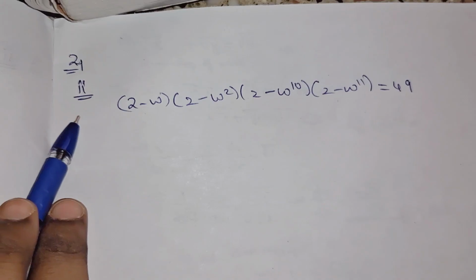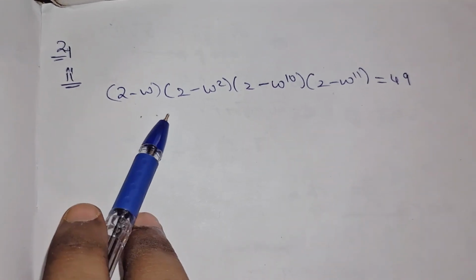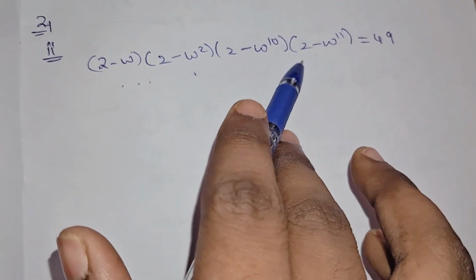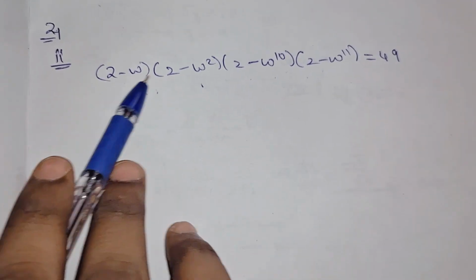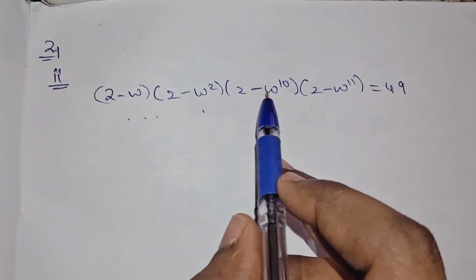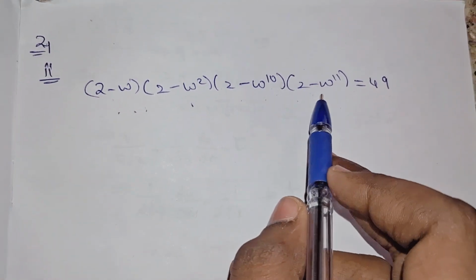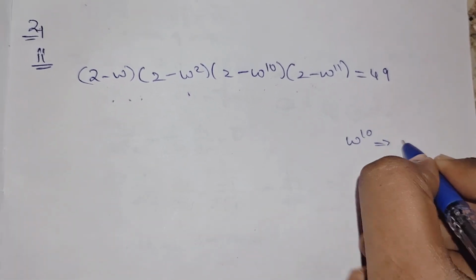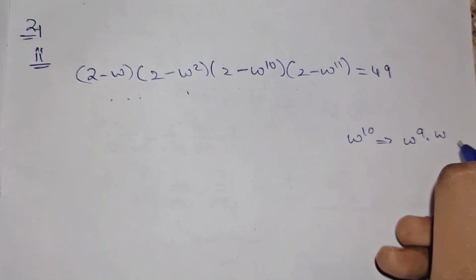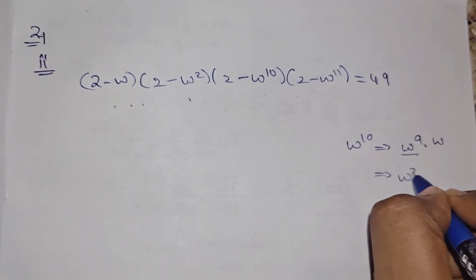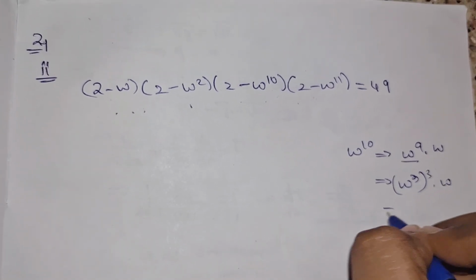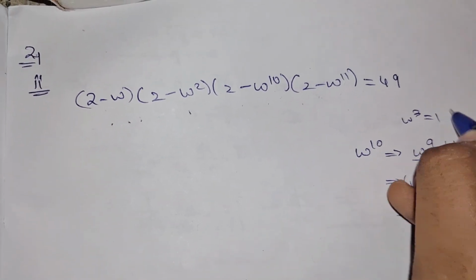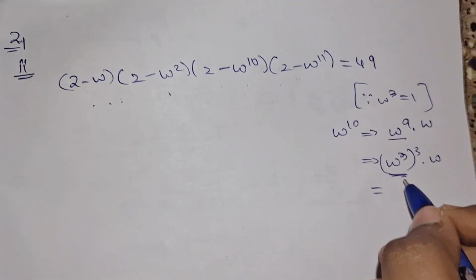In the fourth bit, the next, that is the second question, is (2 minus omega) multiplied by (2 minus omega square) multiplied by (2 minus omega to the power 10) multiplied by (2 minus omega to the power 11) is equal to 49. We have to prove this. So for this, first we will simplify omega to the power 10 and omega to the power 11. We can write omega to the power 10 as omega to the power 9 into omega. Omega to the power 9 can also be written as (omega cube) whole cube into omega. Omega cube is nothing but 1, we know this, isn't it? Omega cube is equal to 1. So we will substitute as 1 cube.